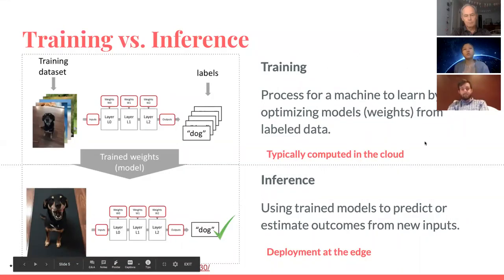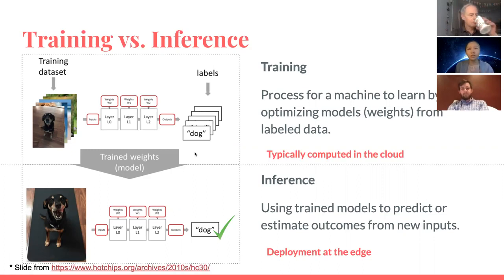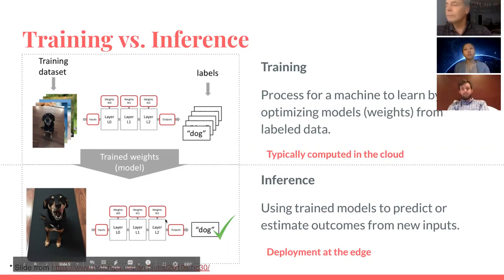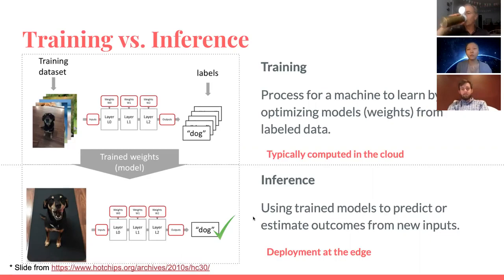So we don't need to perform any backpropagation to change the weights. Now the weights are fixed. So we can use this trained model to estimate the outcomes of the new inputs. Given the new inputs, we hope that the network can predict the right label.